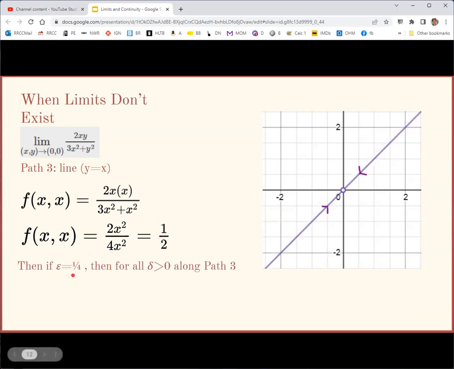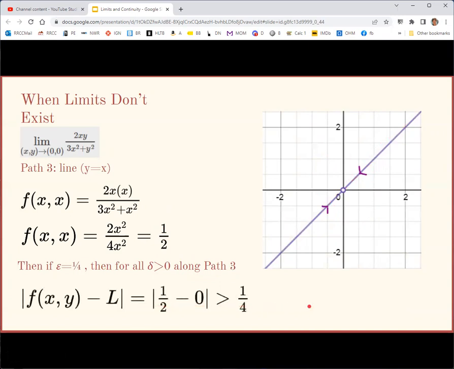Now you can use the epsilon-delta definition. It's supposed to be for every epsilon greater than 0. You could pick epsilon to be 1/4. And then using this path, you can pick pretty much any delta you want, and you're going to have points where the limit and the value of the function are off by 1/2, which is greater than 1/4. So this would contradict that, and so the limit does not exist. Yeah, so you could have the value of the function along this line is 1/2, and then if you said the limit was 0 from the previous two, then you can see that the difference between that is greater than epsilon. So this limit does not exist.